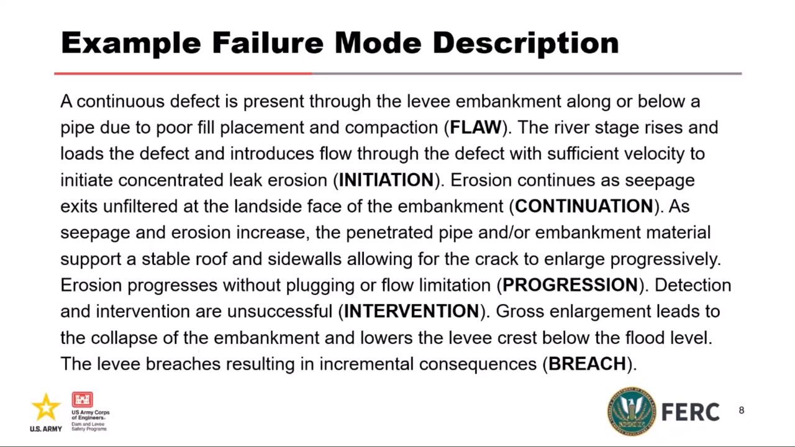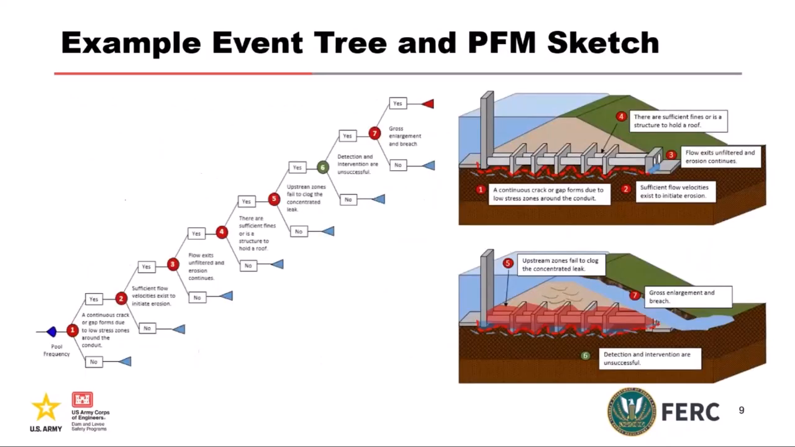So gross enlargement leads to the collapse of the embankment and lowers the levee crest below the flood level. The levee breaches, resulting in consequences. So at some point you have to get to uncontrolled release. So we can take that paragraph and draw it up and put it into an event tree. So everything that I just read is in here with a couple little extra words. But graphically, it looks like this.